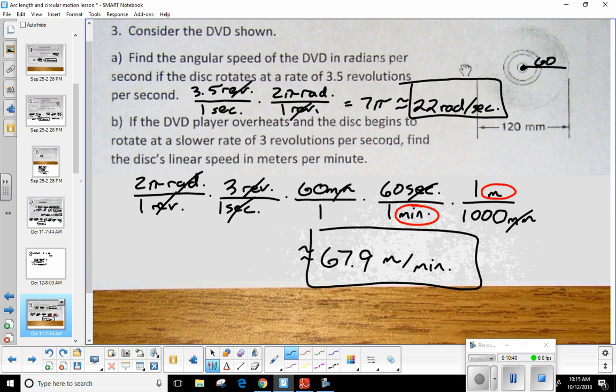There we go. And remember, this is circular motion, angular and linear velocity. Any questions? Anybody confused?